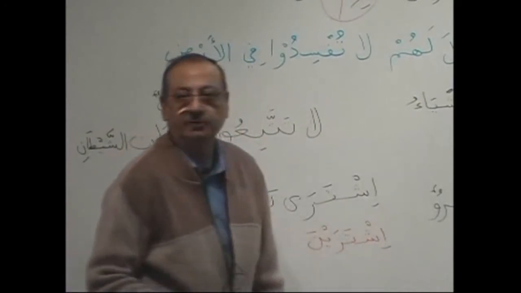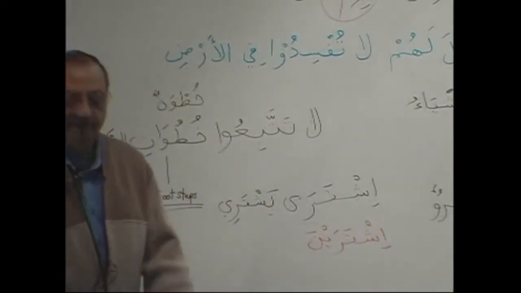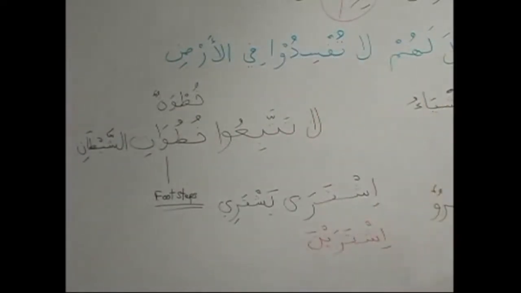And then we can conjugate. Now, yashtari, brothers and sisters, is your mudariya. At least one thing is very easy. What is that? Five in your pocket. That's very easy. Okay? So, brother, yashtari, he purchases. Tashtari, she purchases. And tashtari, you are purchasing. Ashtari, I am purchasing. Nashtari, we are purchasing. So, brothers and sisters, yashtari, tashtari, tashtari, ashtari, nashtari. Got the idea, brothers and sisters?